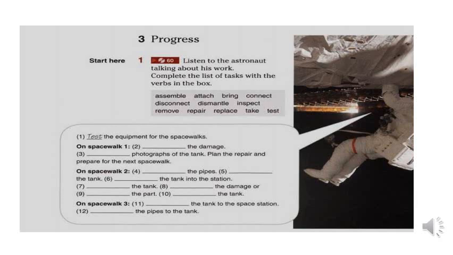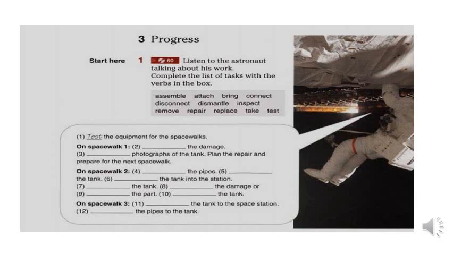So now, after knowing who this guy is and what he's doing, let's listen to an astronaut talking about his work, and let's complete this list of tasks with the verbs in this box. The words in this box are assemble, attach, bring, connect, disconnect, dismantle, inspect, remove, repair, replace, take, test. So let's listen.